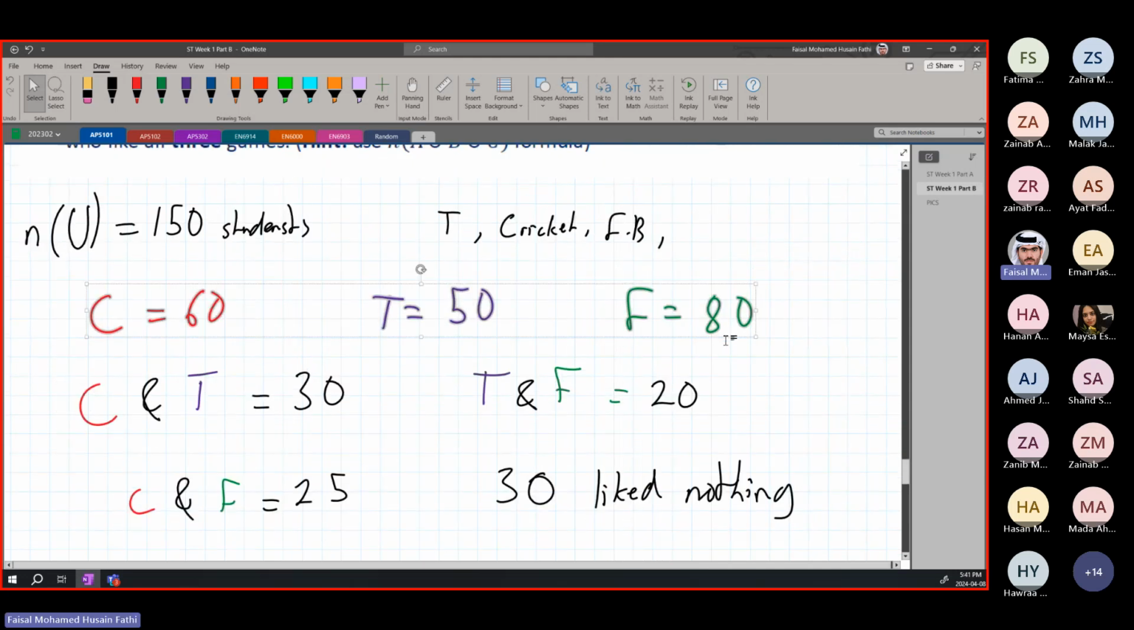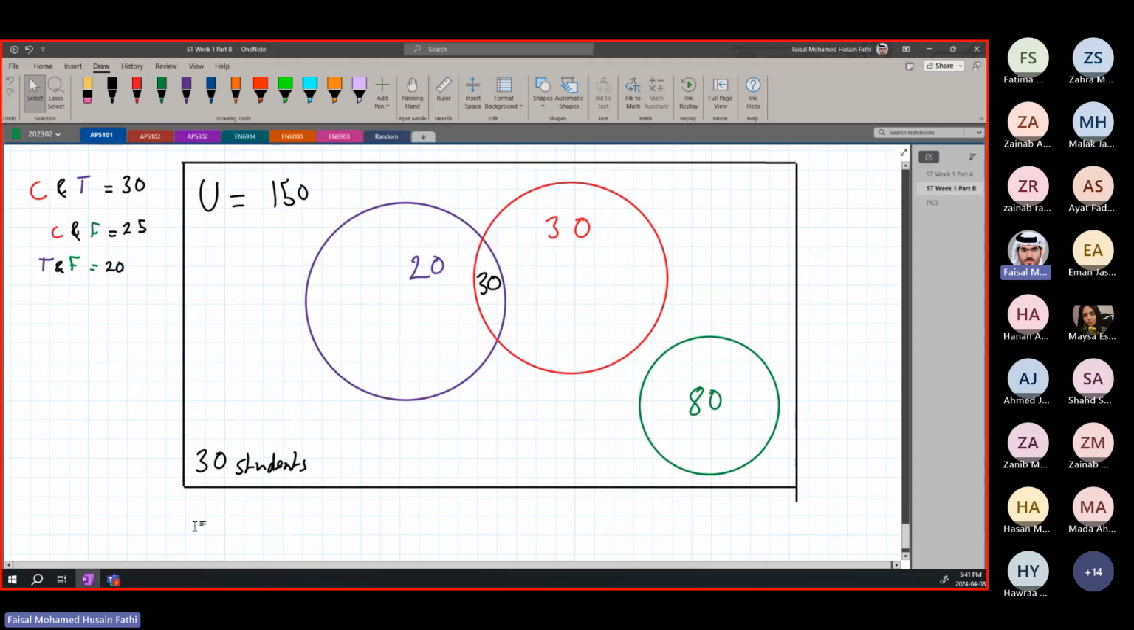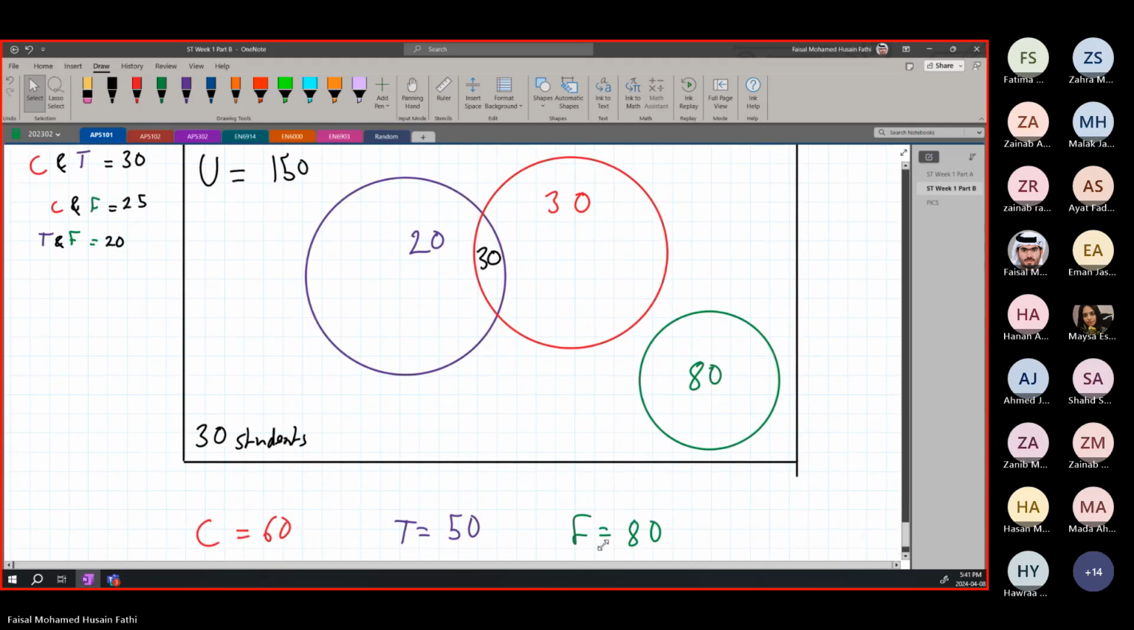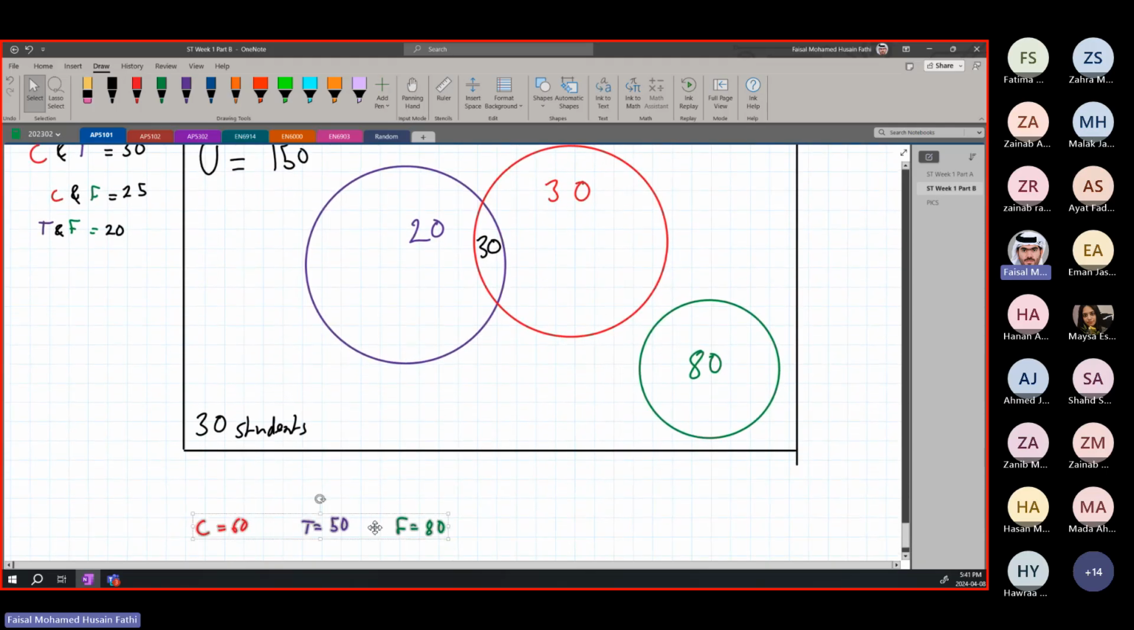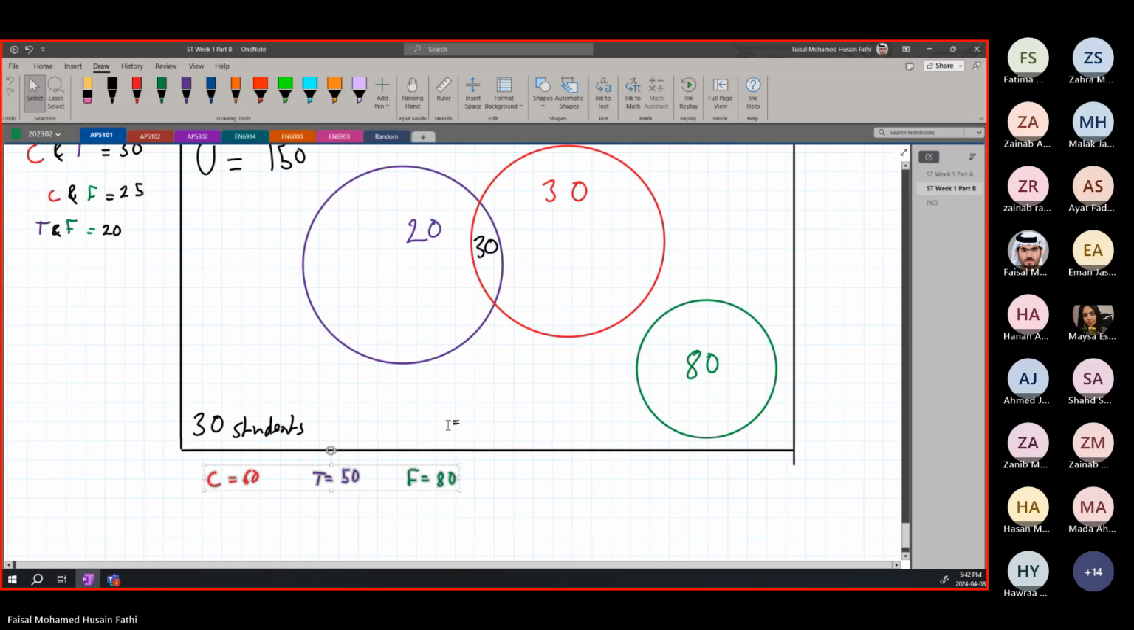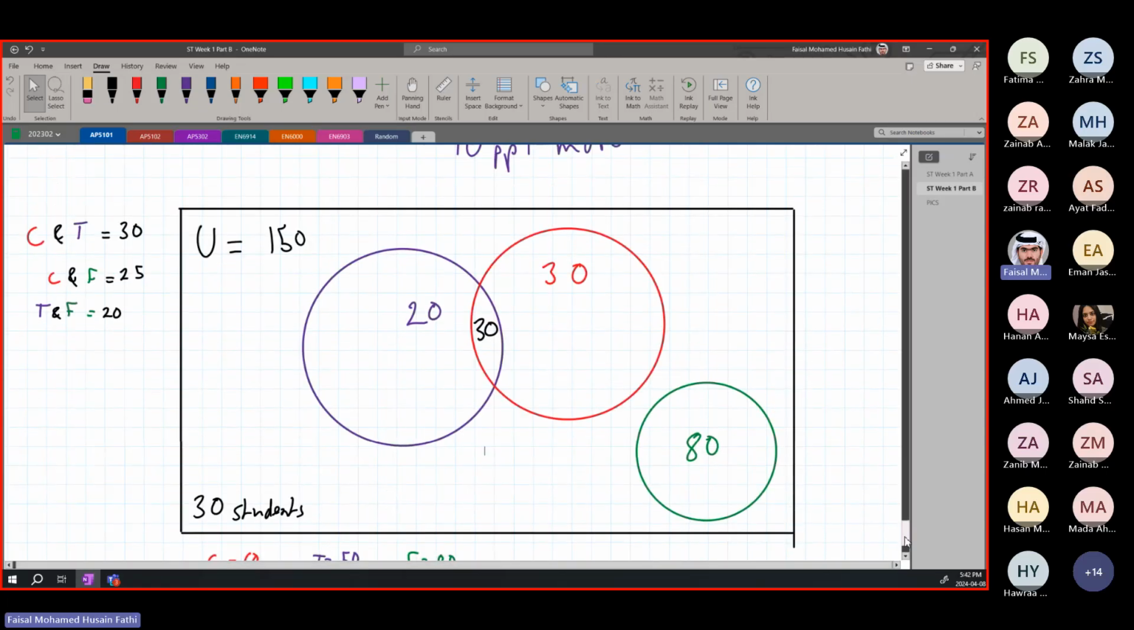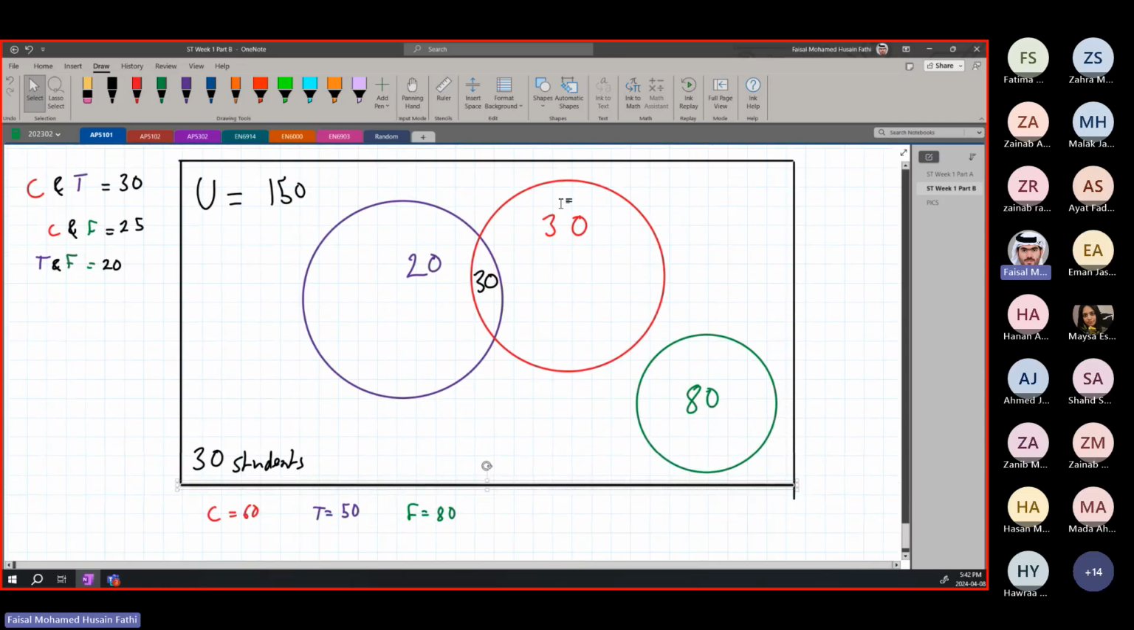cricket. Let me copy paste this down as well so we can keep referencing it. So again, we have 60 total people in cricket. So it's 30 plus 30, which is 60 in total. And in the purple circle, we have 50 in total, which is 30 plus 20.